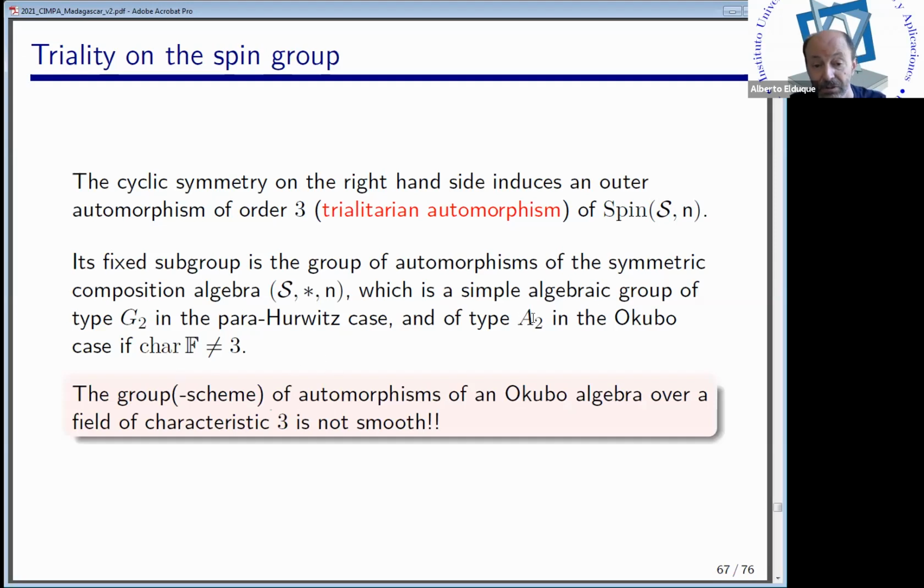Because I told you, if the characteristic is different from 3, we have something of type A2. What happens in characteristic 3 was proved a few years ago in collaboration with Tignol, Chernousov, and Knus: the group scheme of automorphisms of an Okubo algebra over a field of characteristic 3 is not smooth. As a group scheme, not as a group, this is not smooth. The smooth part, the reduced part, has dimension 8, and it lives inside the exceptional group of type G2.